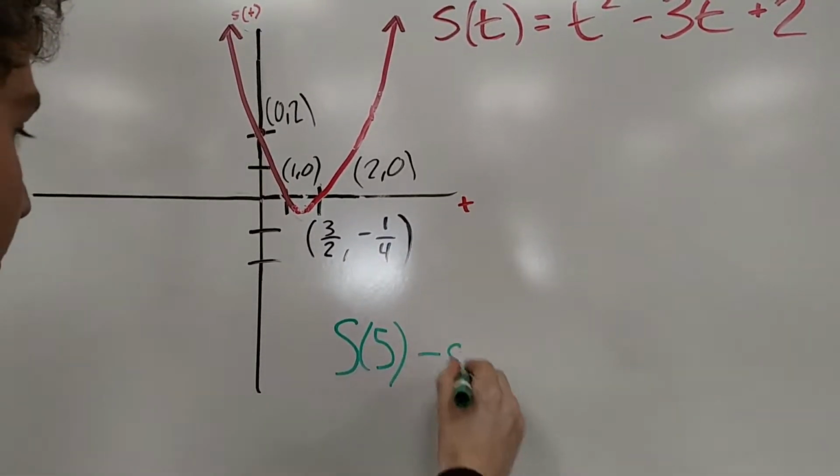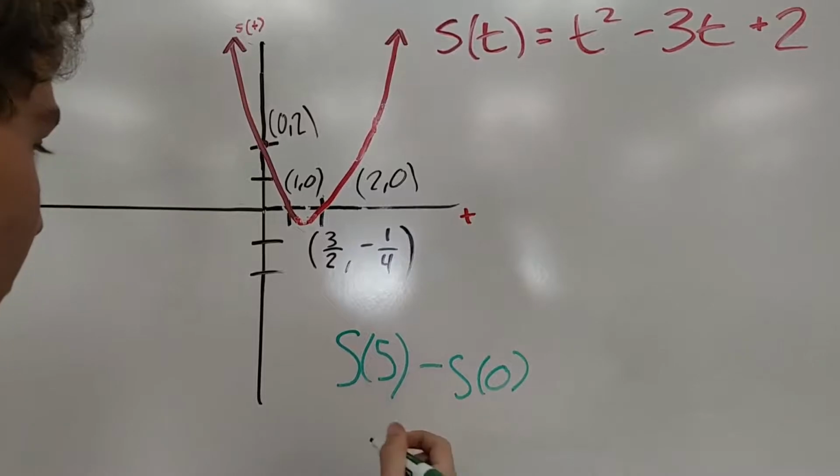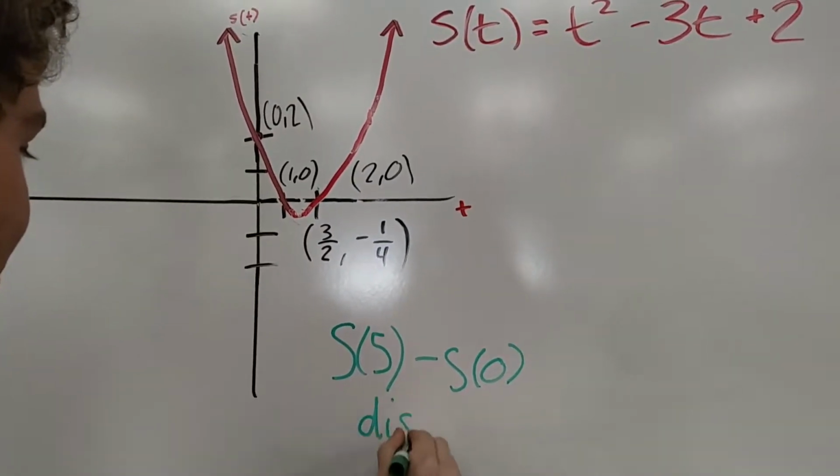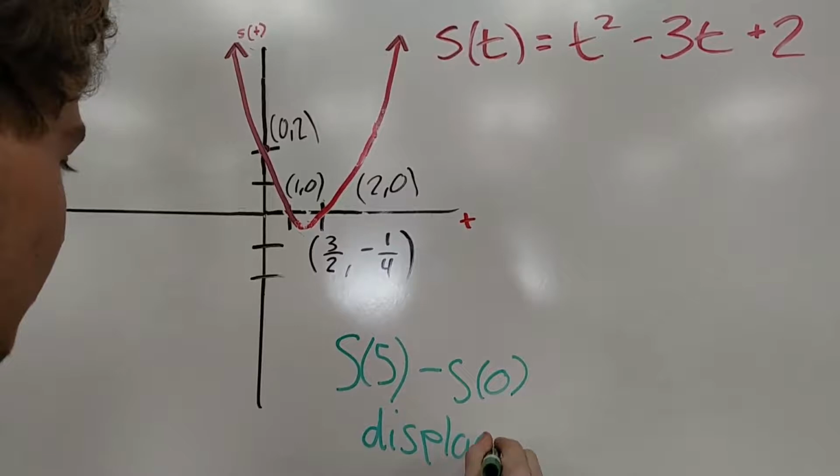Average velocity is defined as displacement divided by time. So in our example, the average velocity would be 10 divided by 5 equals 2 meters per second.